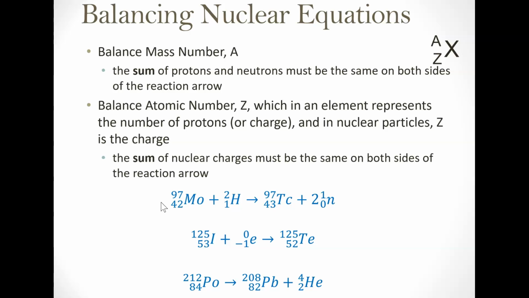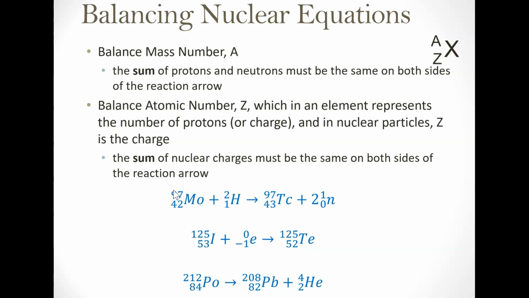If we look at the first equation, we have molybdenum 97. It's important to indicate the mass number because this is one isotope of molybdenum. Just as a refresher, most elements have multiple isotopes, most but not all. Molybdenum, in fact, has 7 naturally occurring isotopes. So we are dealing with the isotope that has a mass number of 97.